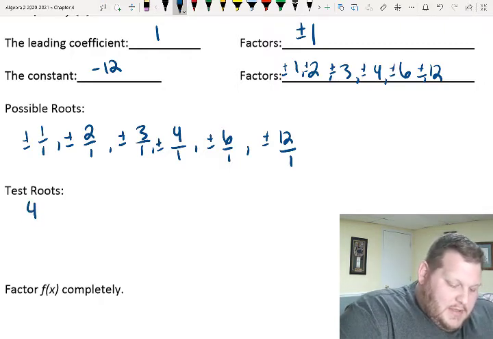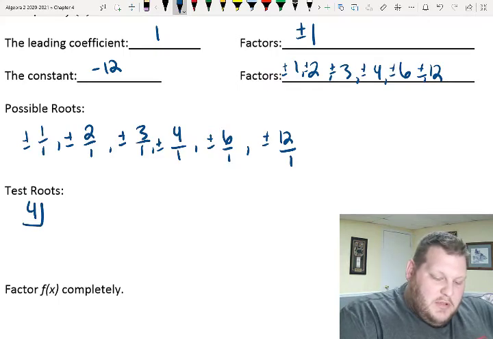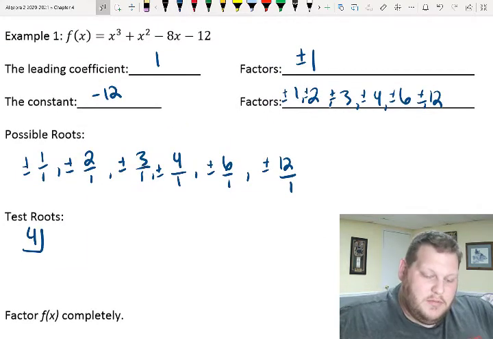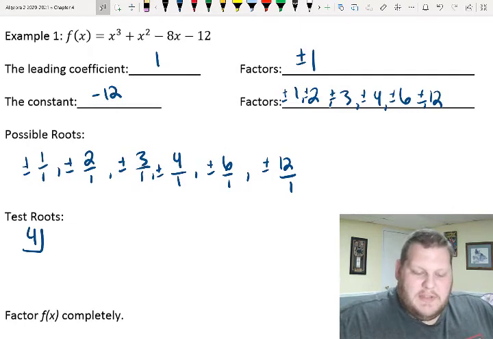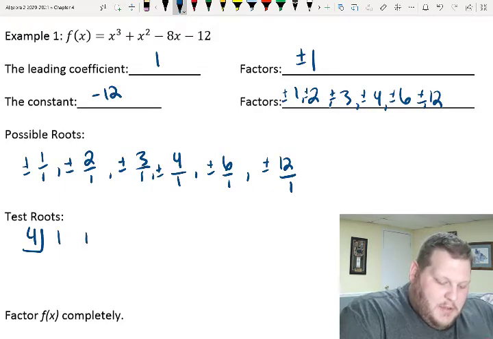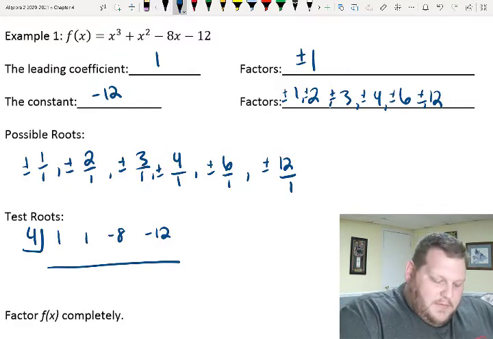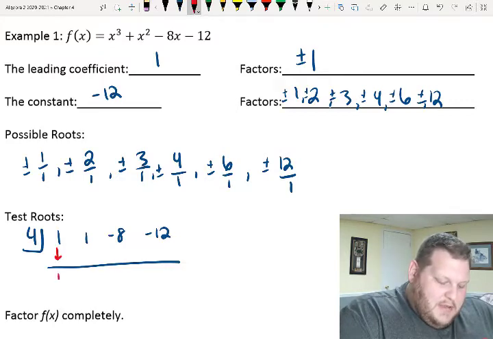I'm going to just say, let's test to see if 4 works in synthetic. And remember, for synthetic division, since I'm dividing, I'll scoot it back down up there: x cubed plus x squared minus 8x minus 12. To set up synthetic, I just put my coefficients here. So 1x cubed, 1x squared, negative 8x, negative 12. And then I'm going to switch to red. I drop this down. Hey, it's still a 1. 4 times 1 is 4. Add those up, gets 5. 4 times 5 is 20. Adds up to 12. 4 times 12 is 48.